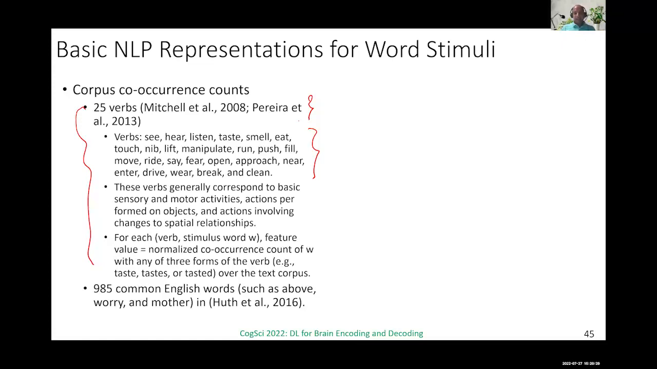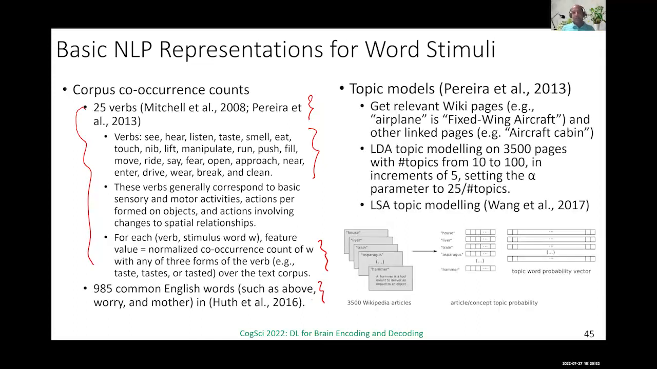For each verb and a stimulus word, you would go back to a large corpus and count how many times they co-occur. Again, they did some basic pre-processing to ensure that, hey, tasted, tastes and so on all basically mean the same, so basic stemming in some ways, so as to incorporate conflated counts across variants. So 985 common English words were also used in another work, some similar kind of study, corpus co-occurrence counts.